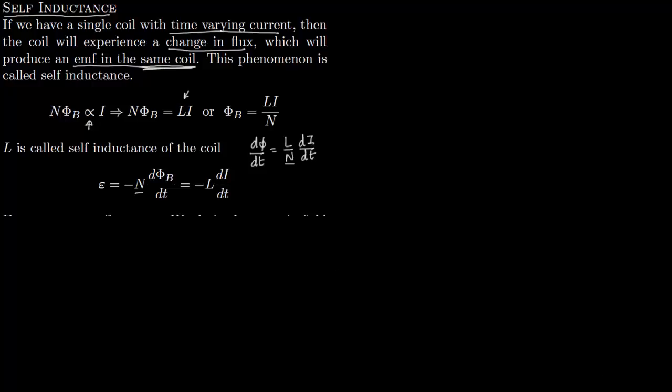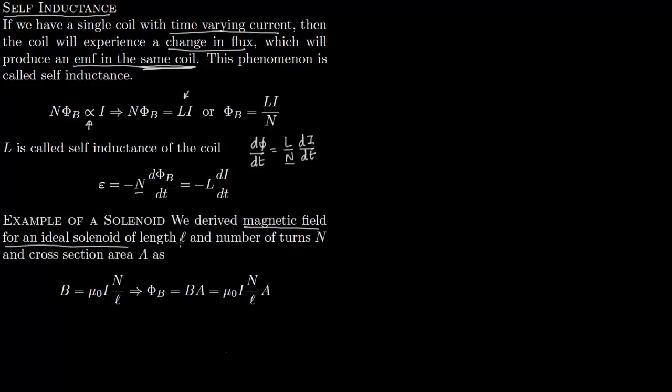We now talk about self-induction in a solenoid. In the previous chapters we derived the magnetic field for an ideal solenoid. The solenoid had length L, the number of turns were N, and the cross-section area was A. The magnetic field we had derived before was this. This is what we had derived in the previous lecture.